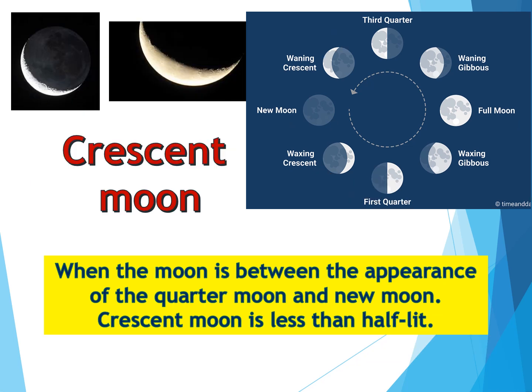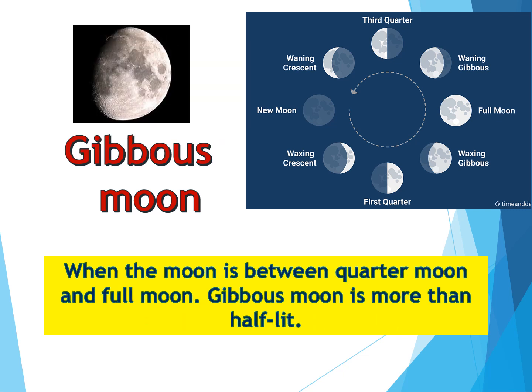Crescent moon. When the moon is between the appearance of the quarter moon and new moon. Crescent moon is less than half lit. Gibbous moon. When the moon is between quarter moon and full moon. Gibbous moon is more than half lit.